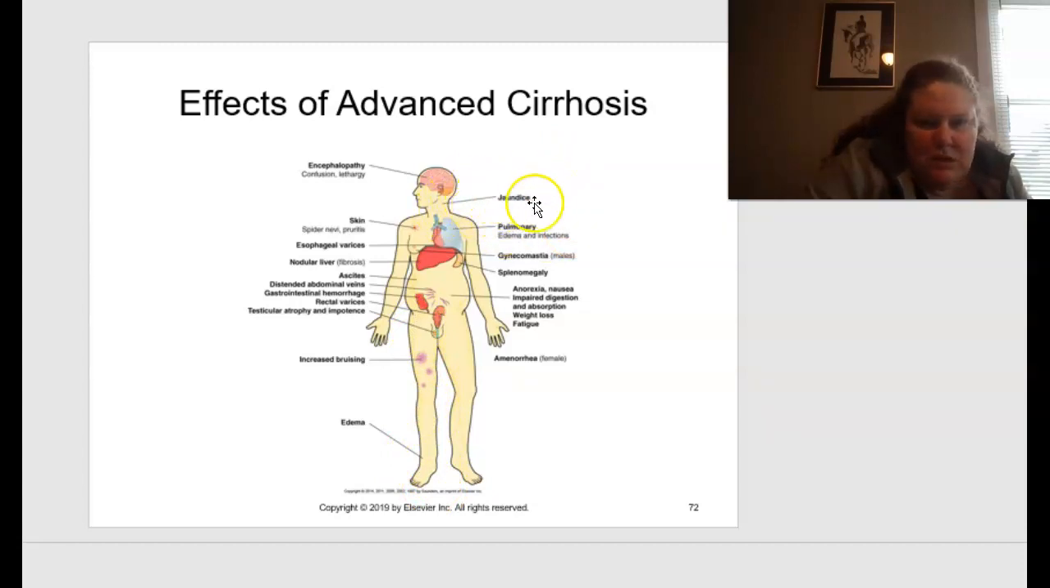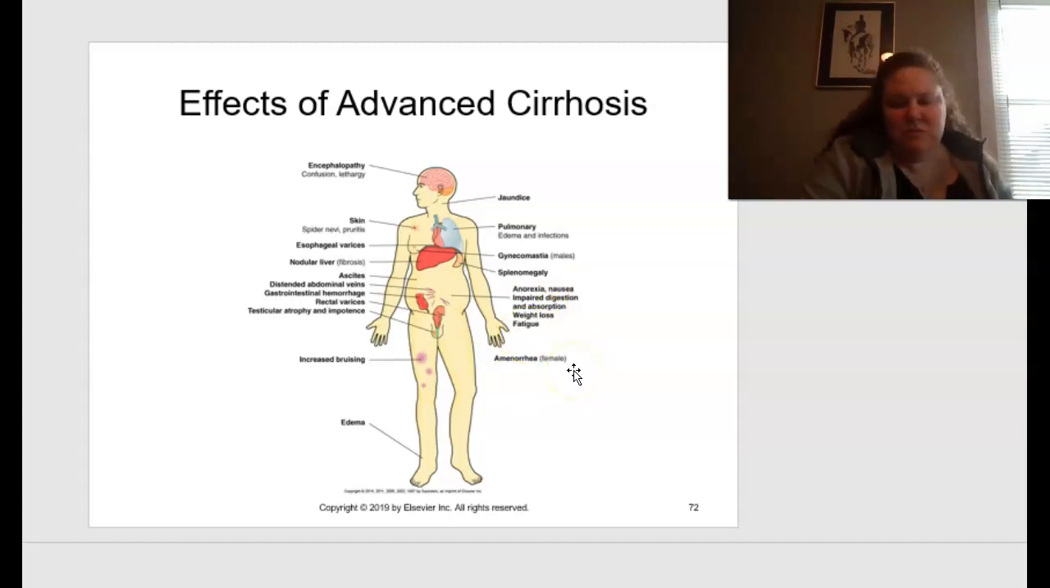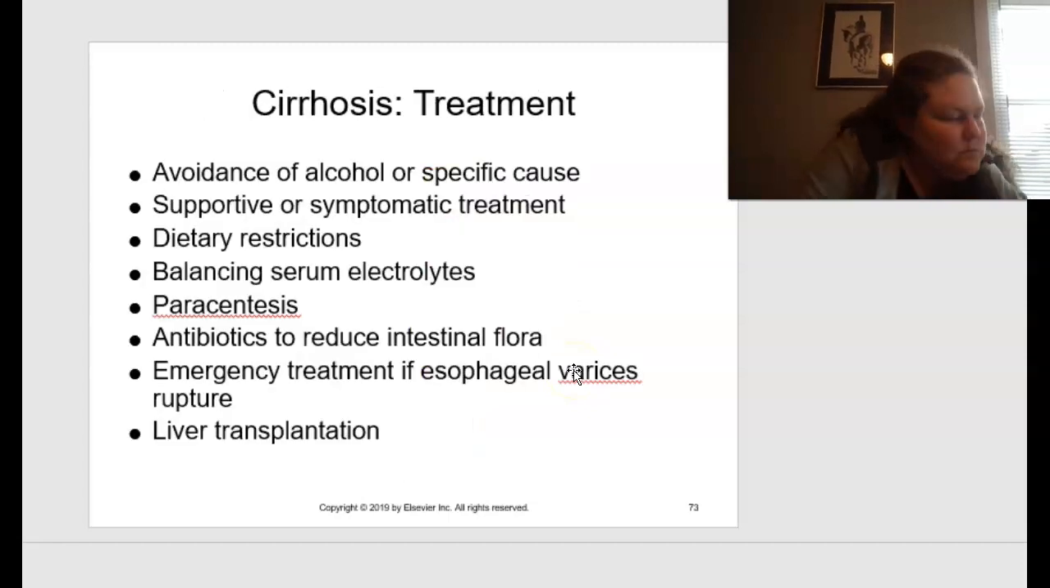Pulmonary problems can be edema and infections. You can have gynecomastia in males, which is the development of breasts in males. You can have a splenomegaly. It can cause anorexia, nausea, impaired digestion and absorption, as well as weight loss and fatigue. And you can also have amenorrhea in females, which is a lack of a period or a monthly menstrual cycle.